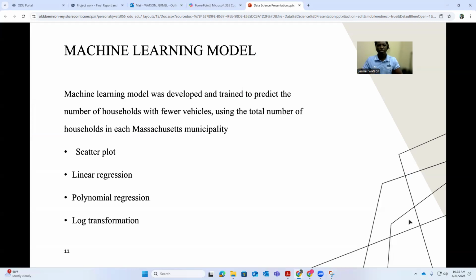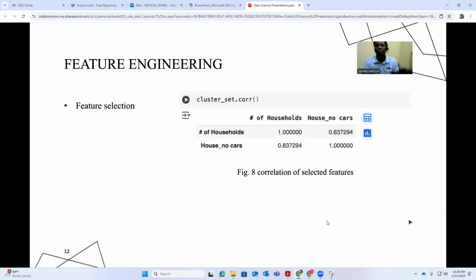The machine learning model I developed was trained to predict the number of households with fewer vehicles using the total number of households in each Massachusetts municipality as a primary input feature. To explain this further, I use scatter plots, linear regressions, polynomial regressions, and log transformation. The first step was feature engineering. The features that I selected to create this model are the number of households and the number of households without cars.